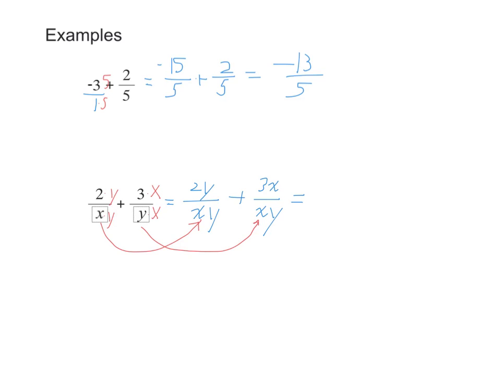This answer is going to look a lot different. It won't be a number anymore. It's going to be an expression. I'll add up the numerators, 2y plus 3x, keeping the same denominator. This is the simplified answer. Even though it looks really large and unsimplified, that's as far as we can go. So we'll leave it right like that.